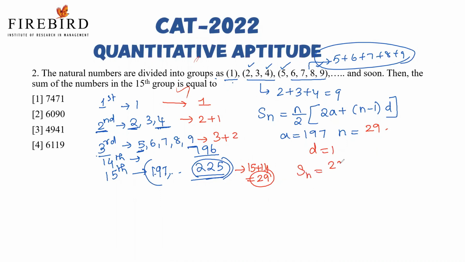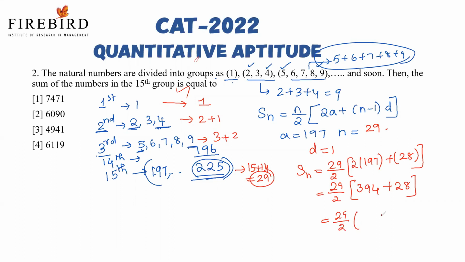So Sn is equal to 29 by 2 into 2 into 197 plus 29 minus 1 into 1. So 29 by 2, 2 into 197: I know that 2 into 200 is 400, 400 minus 6 gives 394, plus 28. What is 394 plus 28? 422. If I cancel, 211 into 29 is your answer. See, 1 into 9, 9. The only answer which ends with 9 is option 4, so that is your answer.